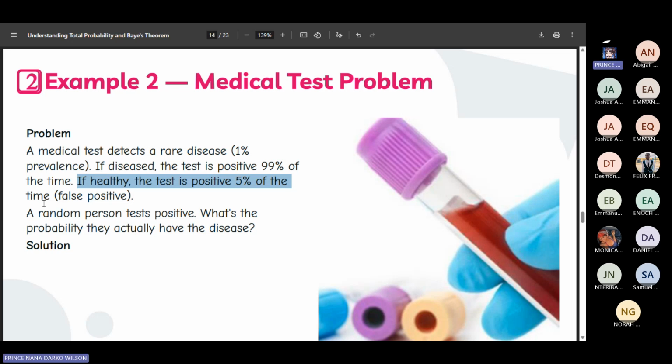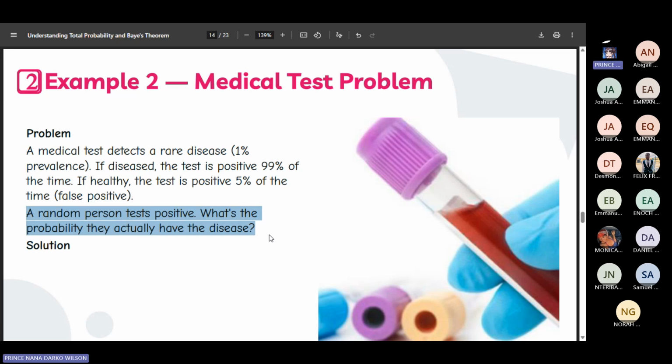A random person tests positive. What is the probability that they actually have the disease? So let's take that again and draw all the parameters that we need from the question. A medical test detects a rare disease with 1% prevalence. So the chance of everybody having the disease is 1%. That's the precondition, by the way. If you have the disease, then 99% of the time, the test will test correctly positive. This means there is a 1% chance that even though you have the disease, it is not true.